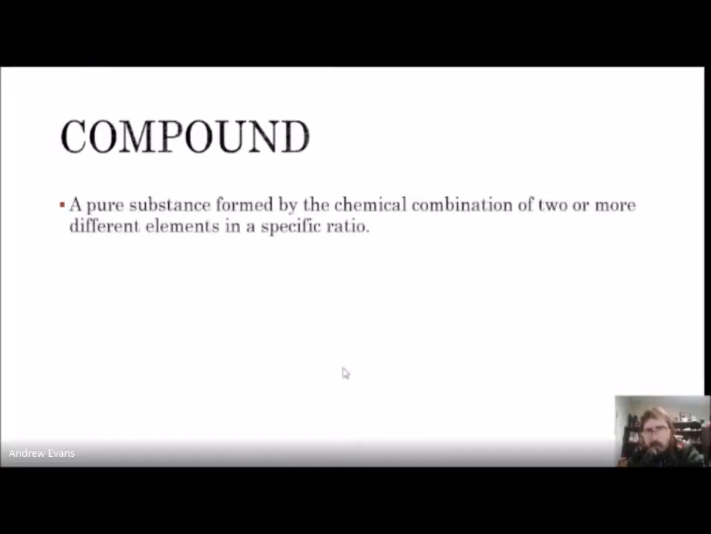A compound is simply a pure substance that's formed by a chemical combination of two or more different elements in a very specific ratio. Water is a type of compound, H2O. Hydrogen peroxide, which is a disinfectant, is a different type of compound made of the same two elements but in a different ratio, H2O2. You need two hydrogens, two oxygens. Oxygen that we breathe is O2. Ozone, that's O3. So different compounds, different ratios.